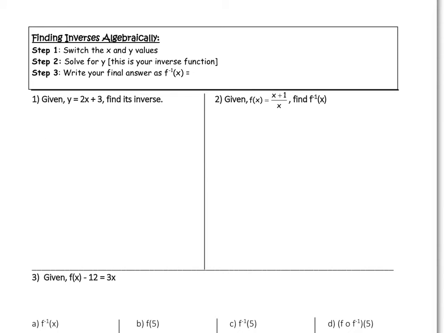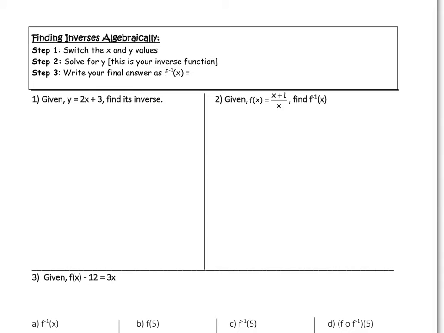Now we are finally ready to find the inverse function algebraically. So if we're going to do it without a graph, we're going to do it the same way as if we had a graph. We're going to start by switching the x and y values. So let's look at example number 1. Given y equals 2x plus 3, find its inverse.